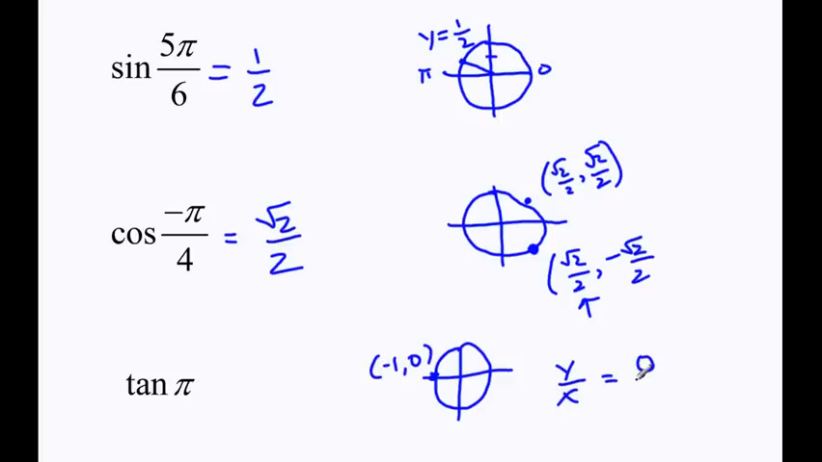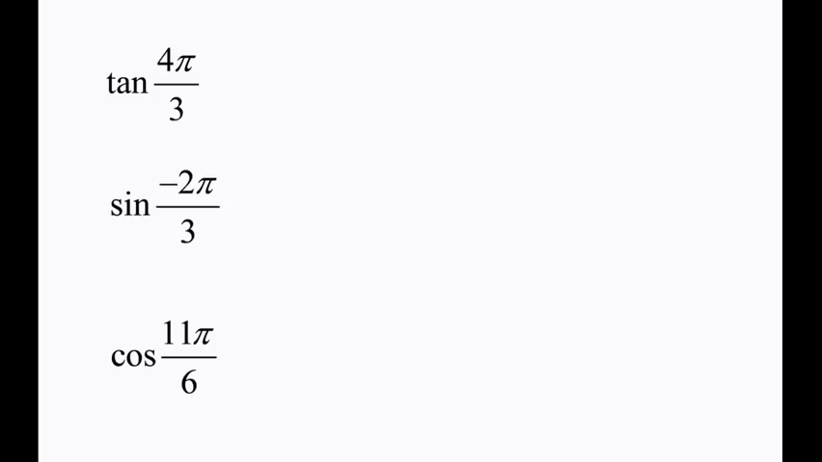So that's 0 over -1, and 0 divided by anything is 0. So my answer is 0. All right, we have another set of 3. Again, I encourage you to pause this before I work through them, and you can check your answers.